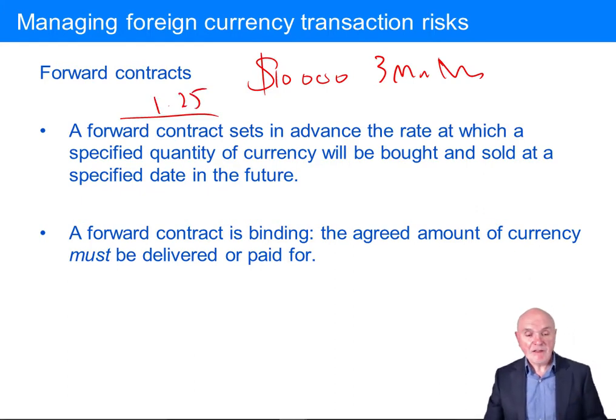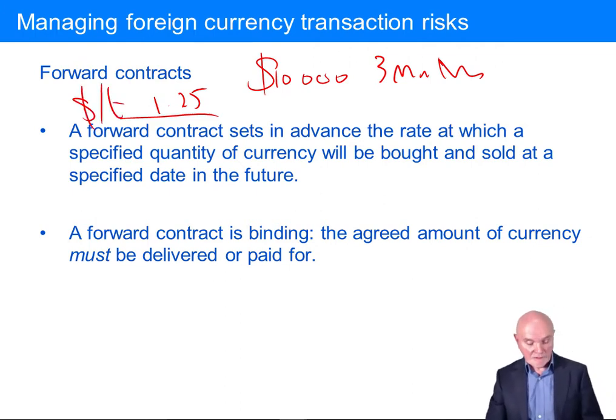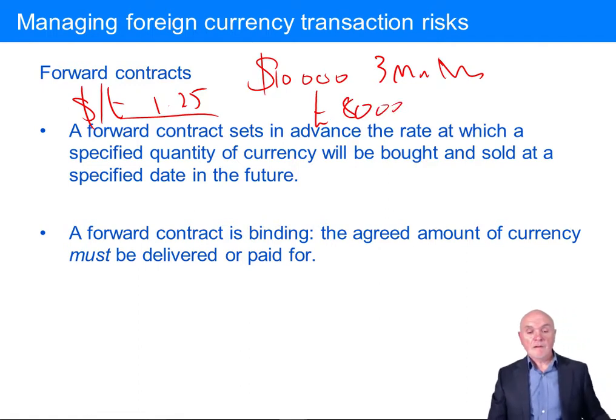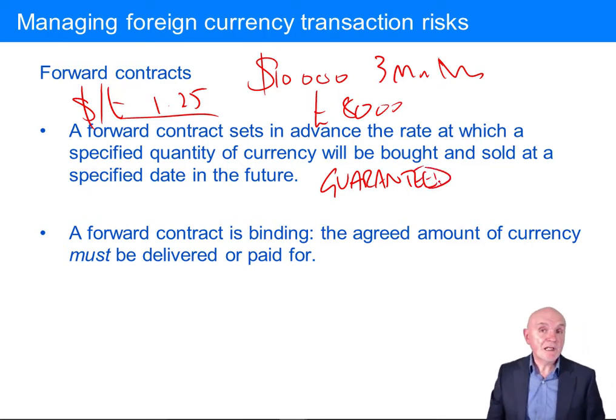So this here is the number of dollars per pound, £1 will give $125. This means that your $10,000, you can either change into pounds or change back to pounds at a rate of 125. So this means you are definitely going to be getting £8,000 or having to pay £8,000. And it's a guaranteed rate. Okay, so this is guaranteed.